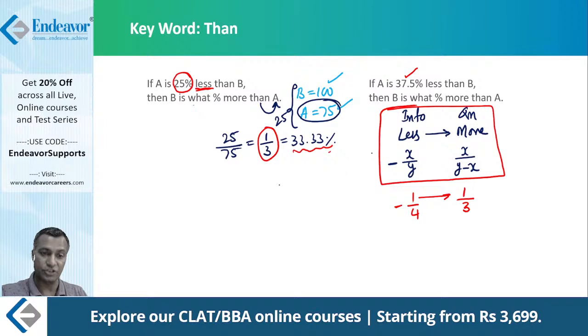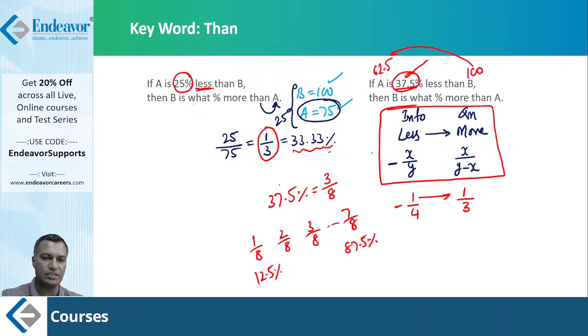87.5%. Right, 1 by 8 is 12.5%. Do this chart: 1 by 8, 2 by 8, 3 by 8, up to 7 by 8. When I do this particular chart, in between you will also get 37.5. So what is the value of 37.5? 3 by 8, fraction value. So write that here, 3 by 8.